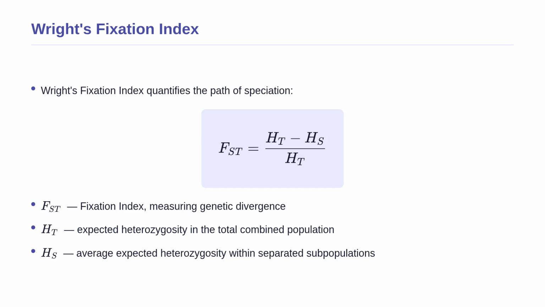Conceptually, this formula calculates how much of the total genetic variation is due to differences between the groups rather than within them. If FST is close to 0, populations are freely mixing. As it approaches 1, they are completely isolated.